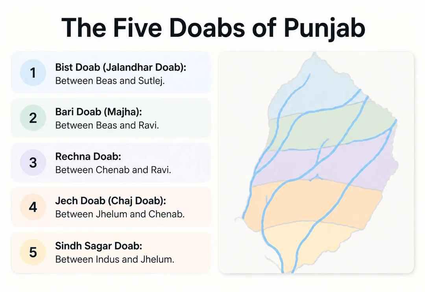There are 5 specific doabs in the Punjab region, and their names are actually clever combinations of the rivers that border them. The Beas doab lies between the Beas and Sutlej. The Bari doab is between the Beas and Ravi. The Rechna doab sits between the Chenab and Ravi. The Jech doab is between the Jhelum and Chenab. Finally, the Sindh Sagar doab is the massive tract of land between the mighty Indus River and the Jhelum.